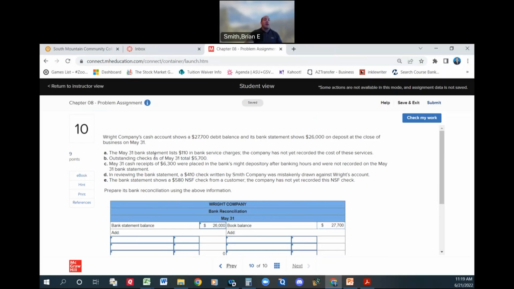May 31st, and again, all right, so in my lecture, I told you that I like to go based on the transaction, but the book tells you to find all the stuff for the bank balance first, then do the book balance. I don't like that. I want to just start off with letter A.